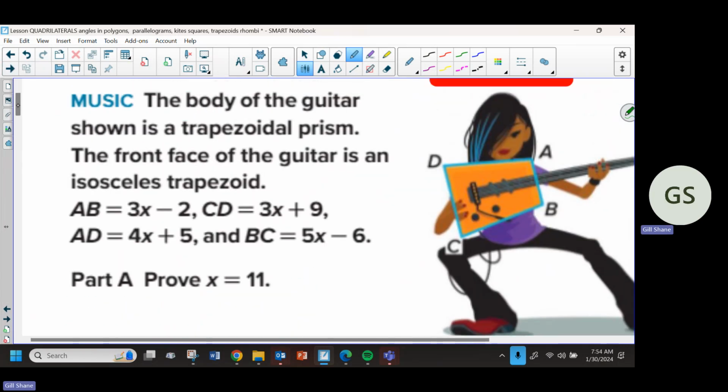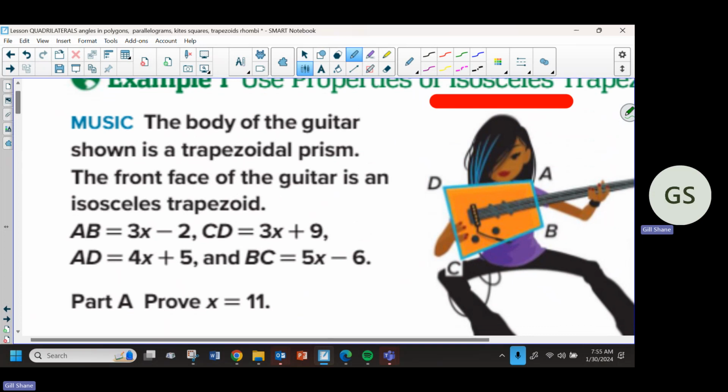I think that's all you need. Oh, wait, we're proving X. You need that piece. Oh, yeah, up here. So we're proving X equals 11. That just means you're solving out for X. And when you solve out, you should get 11. That's all proving X is 11 means. They're telling you it's an isosceles trapezoid.